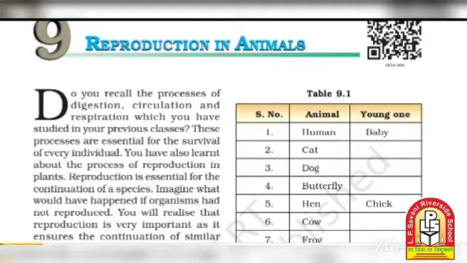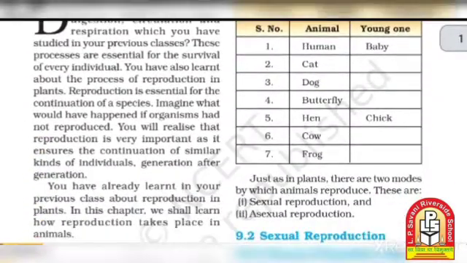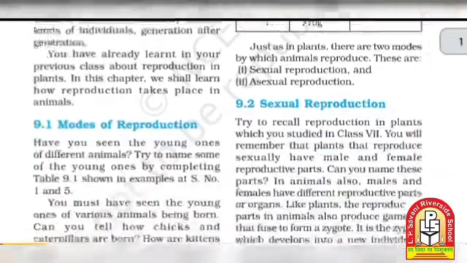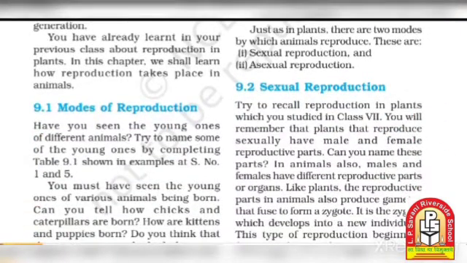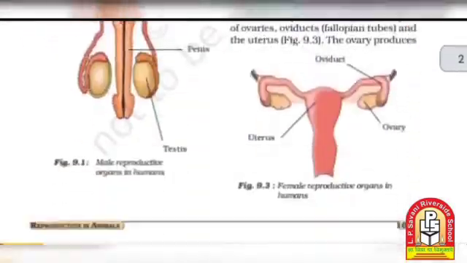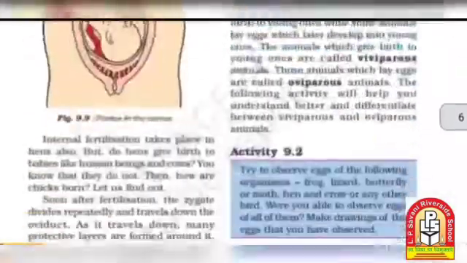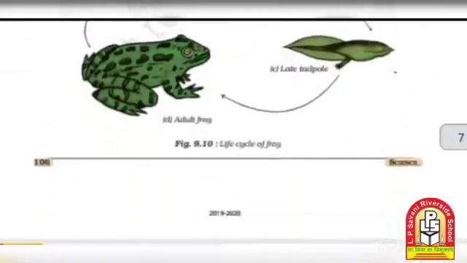In this chapter you have to learn how the animals are reproducing their generation into another generation, which modes of reproduction there are, and then sexual reproduction. These kinds of topics you have to learn in this chapter. So let's summarize which chapter you have to learn.